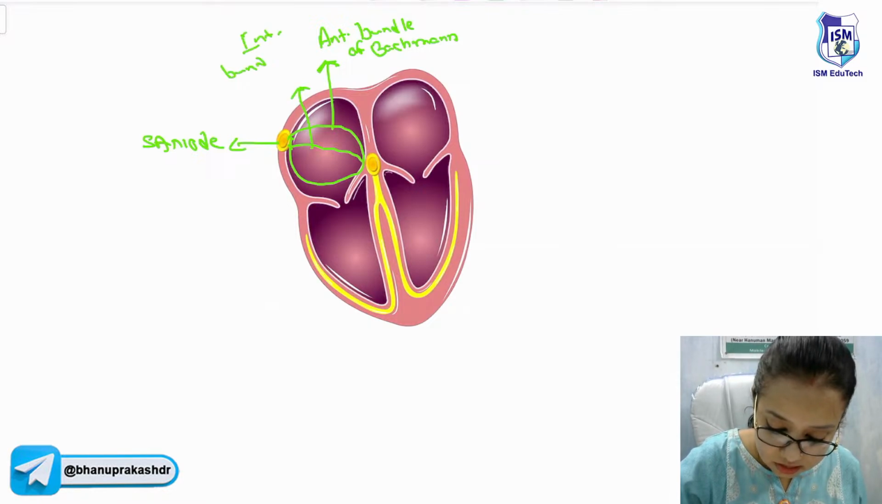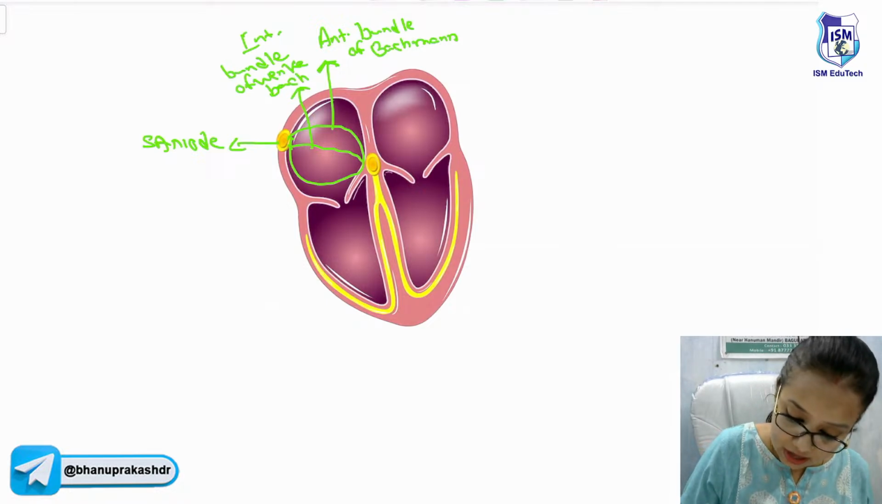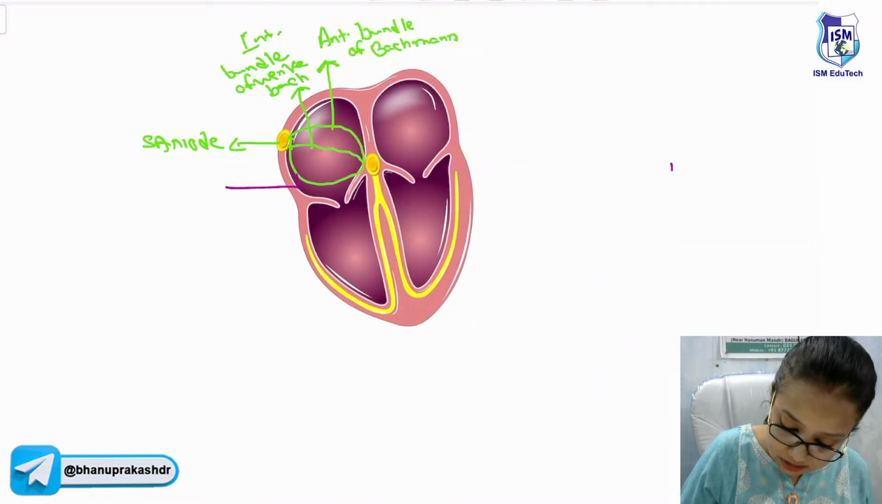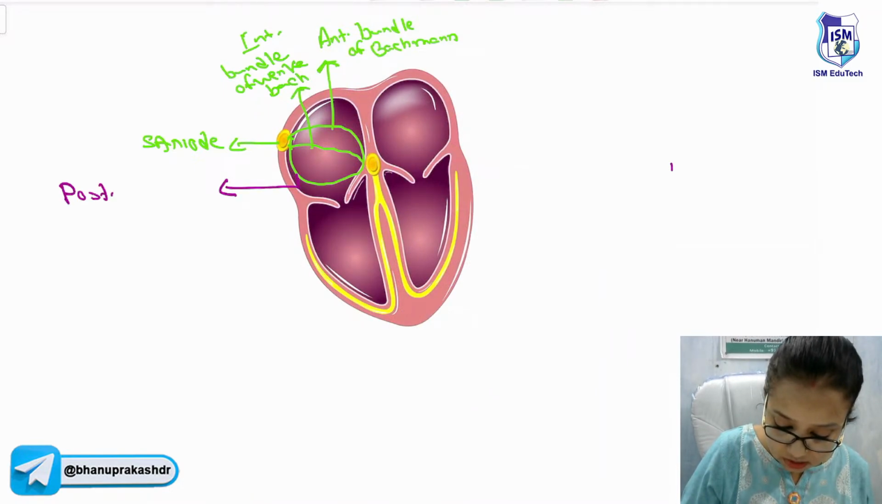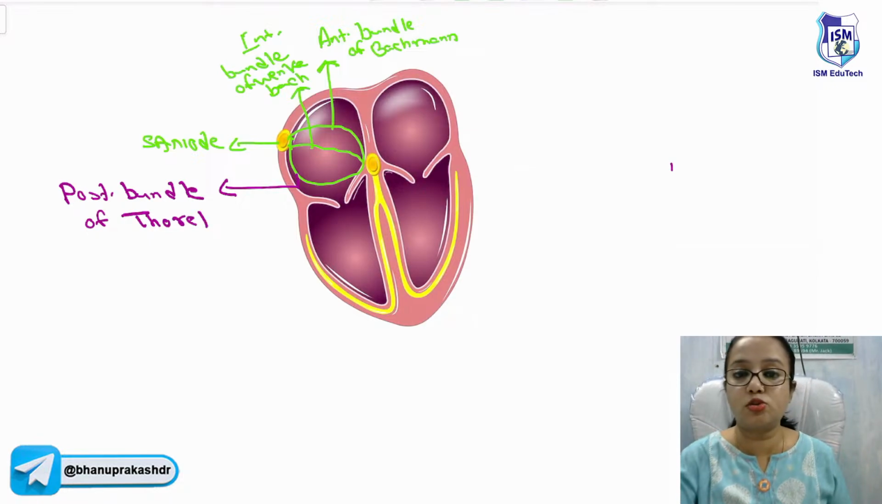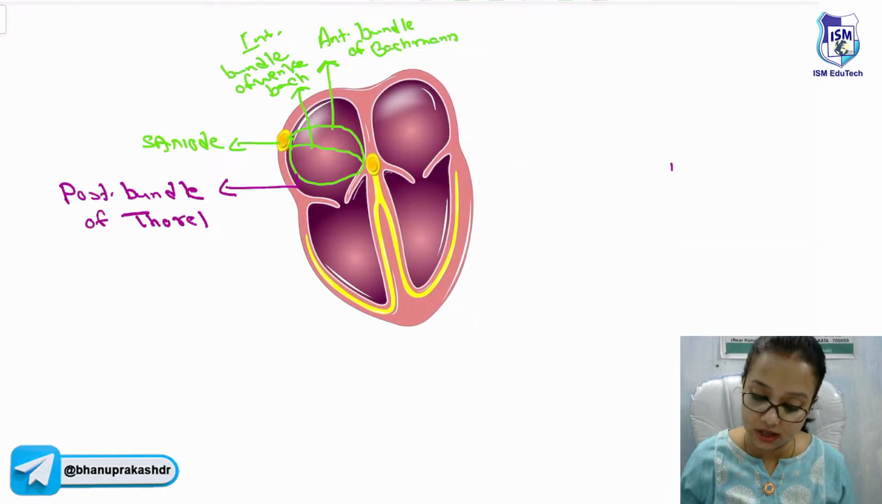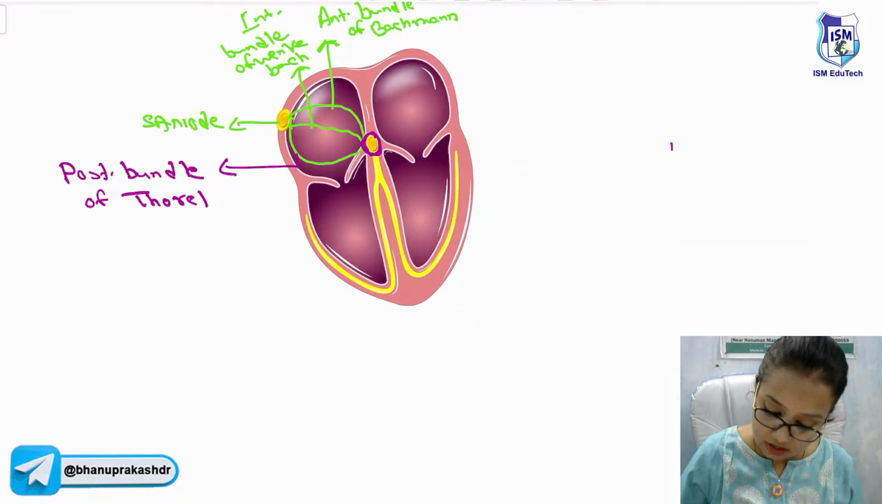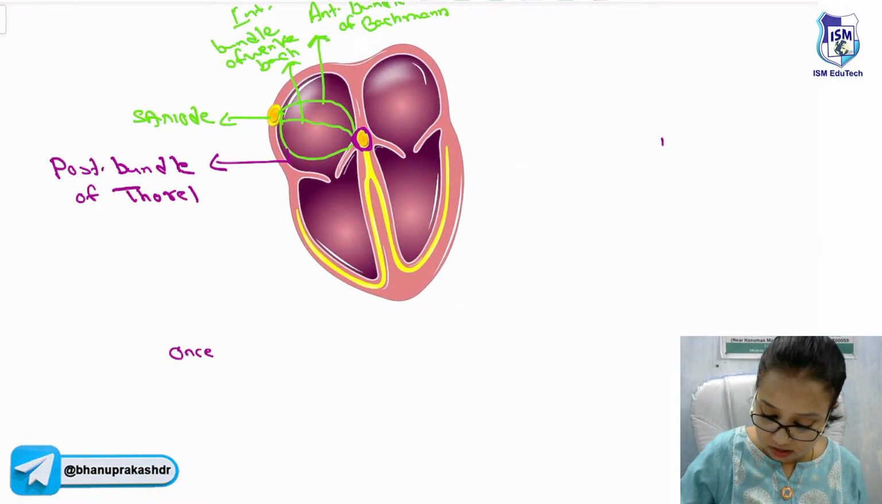Then the intermediate internodal bundle of Wenckebach. And last, the third one is the posterior bundle of Thorel. It is through these three internodal bundles that the impulse is transmitted from the SA node to the AV node.